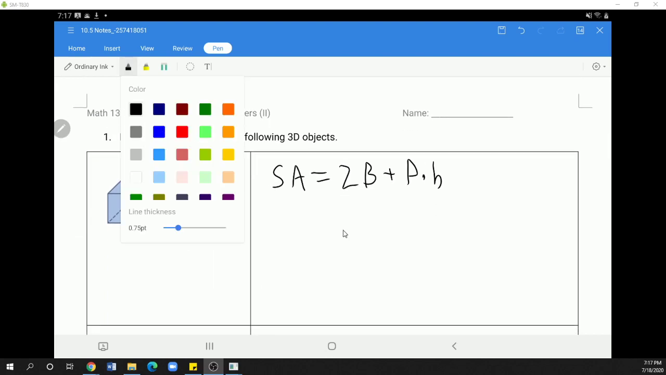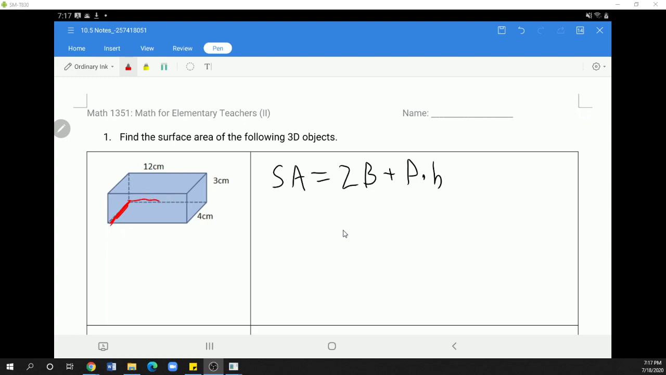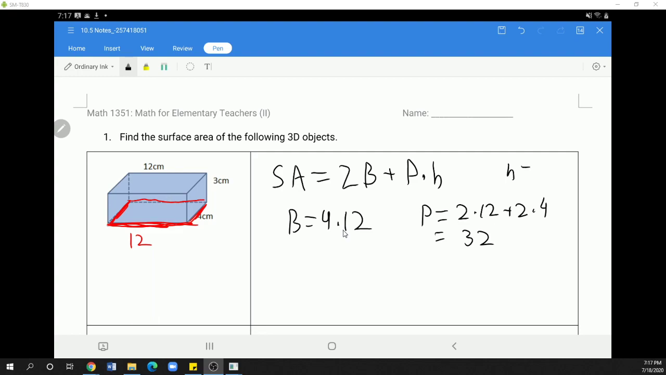I'm going to take this bottom face to be the base. So that's a 4 by 12. So B is equal to 4 times 12. P is 2 times 12 plus 2 times 4, equals 24 plus 8, which is 32. H equals 3.